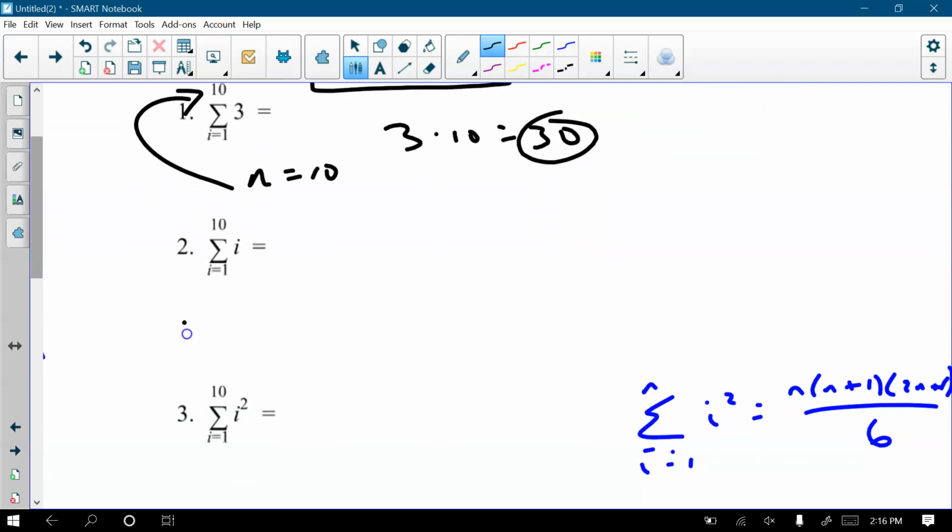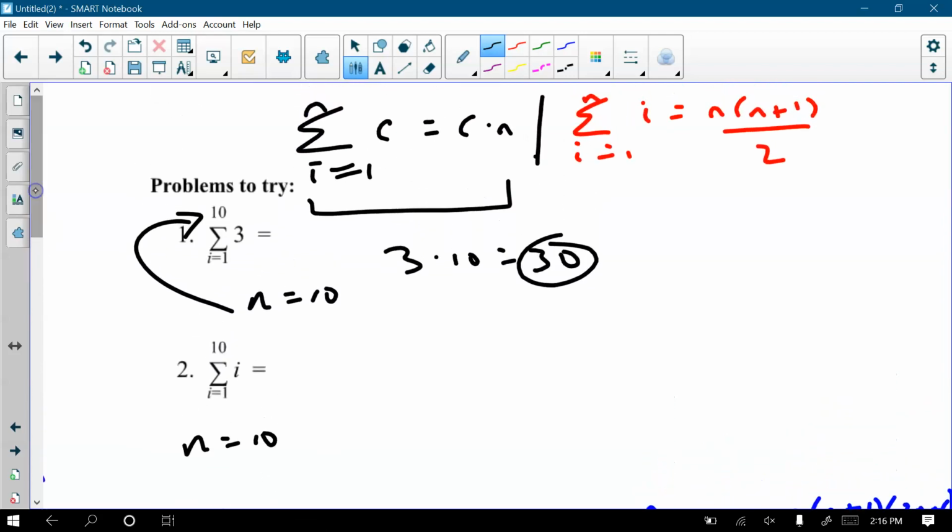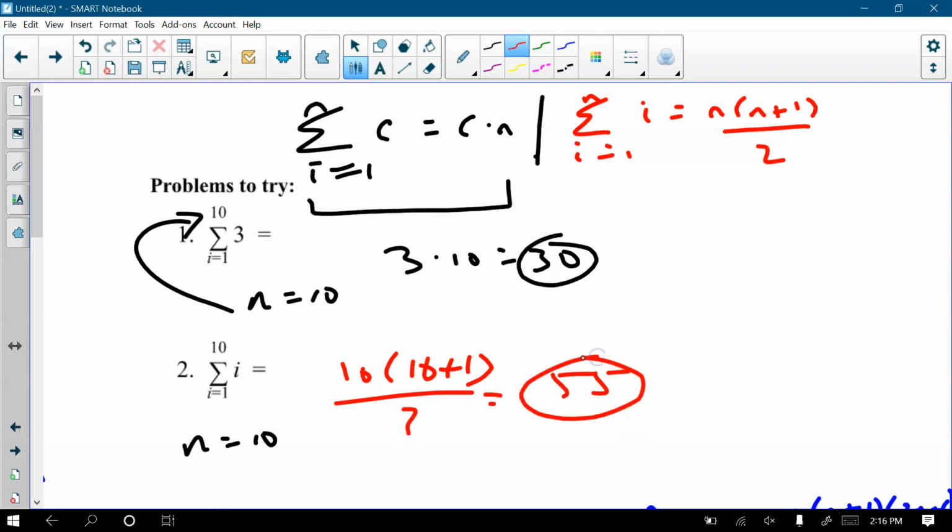Here, n is 10 again. Now when n is 10 here, again, I could write out 1 plus 2 plus 3 plus 4 plus 5 and make a rectangle to see how it works. Or, knowing that n is 10, I could actually use the red formula, and I can do 10 times (10 plus 1) over 2, which is equal to 55. 10 times 11 over 2 is 55.